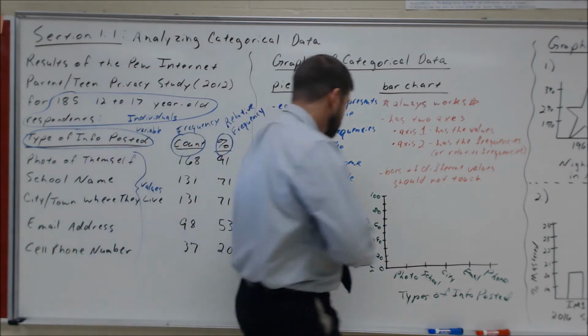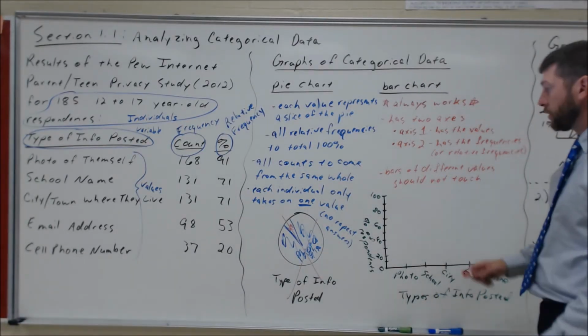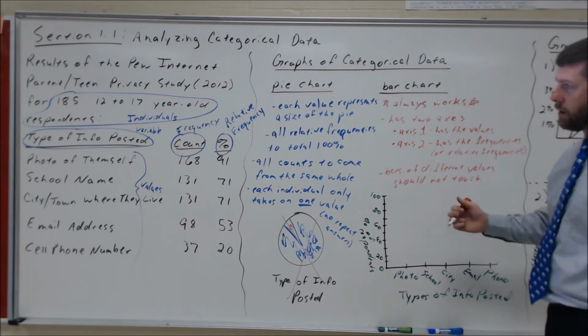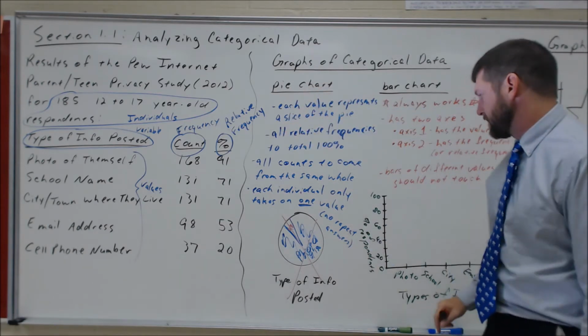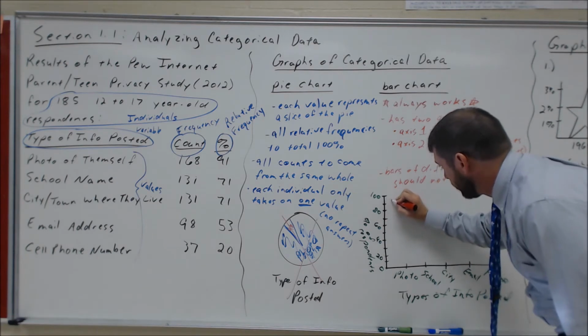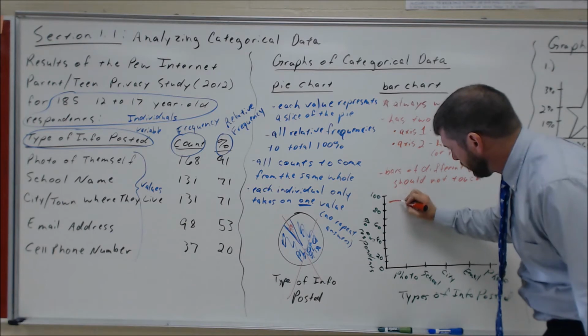Now let's go in and make our bars. So all we have to really make sure is the bars don't touch each other. All right, so let's look, photo of himself, 91%. Now the way I like to do these is I like to find my percentage first, so right about there, and draw where the top of my bar is going to be.